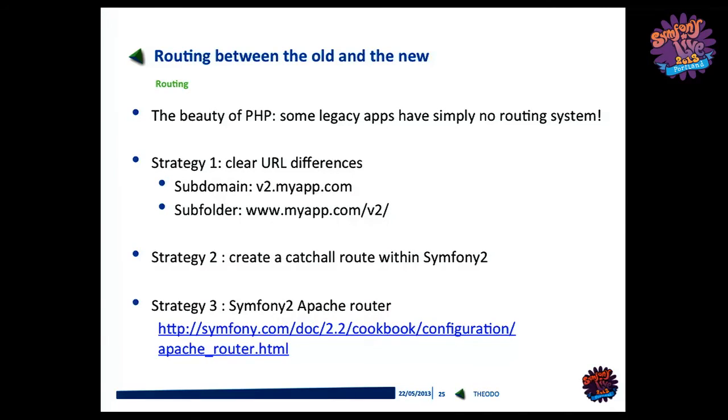So basically, you do the routing in Symfony 2. You dump it to create Apache rules, and then you copy-paste these rules inside your htaccess file before the routing of the old app. So basically, Apache handles the whole routing recognition. If it's Symfony 2, then it redirects it to the app.php file. If not, then it redirects it to whatever it was used to do.